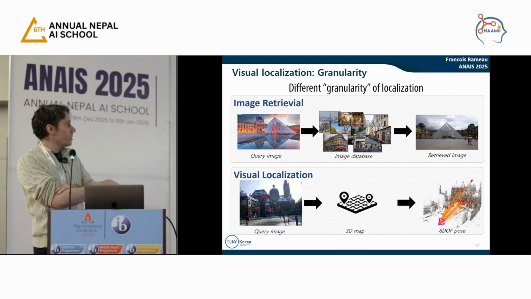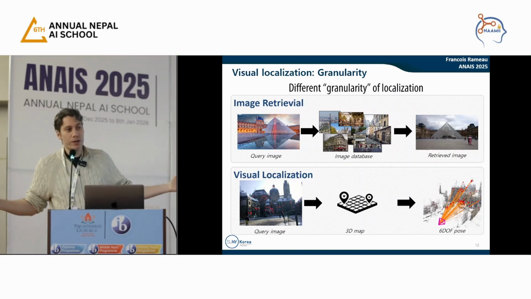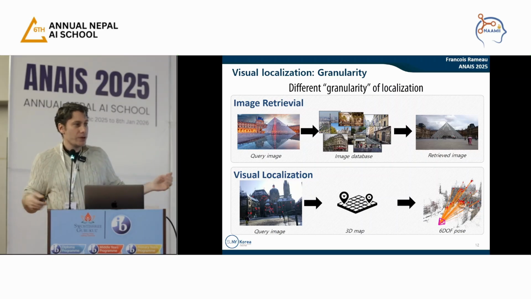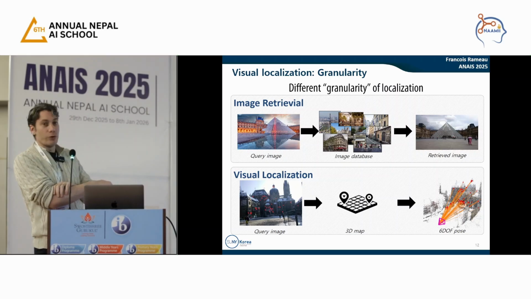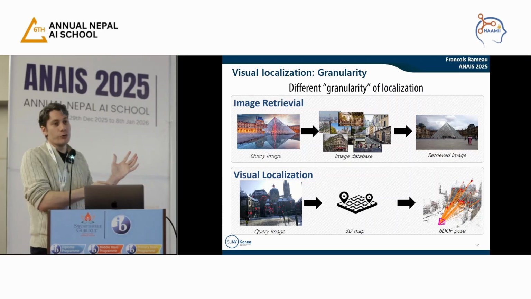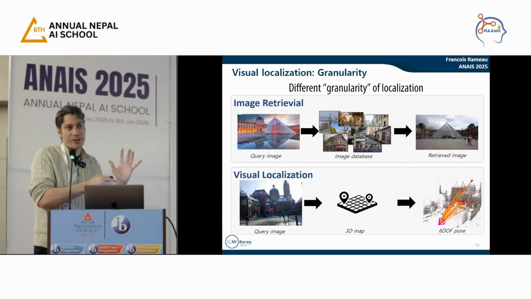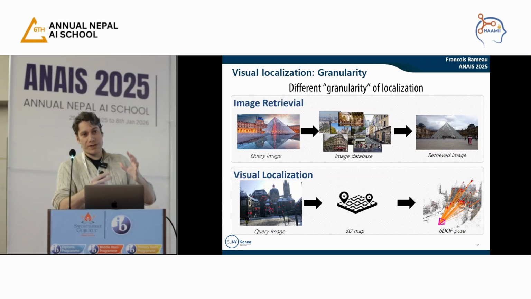The first one is image retrieval. The idea here is you're given a huge data set of images. Let's say you have 10 million images of different places across the world. What you want to know is what image in this database is the closest to your query image. And if you find an image that looks very similar to your query image, you can start from the reasonable assumption that they have been captured more or less at the same location.